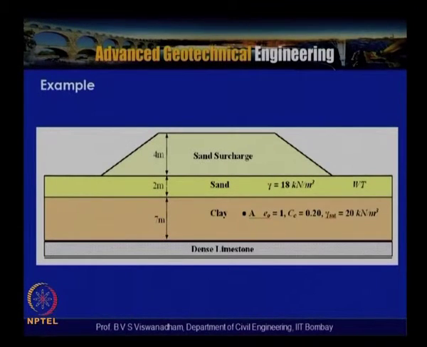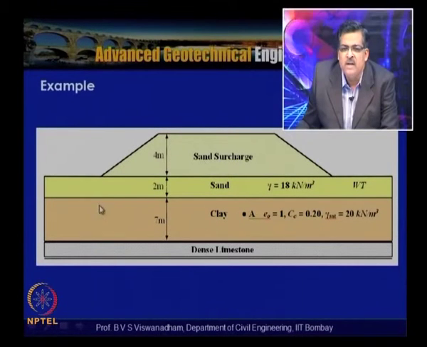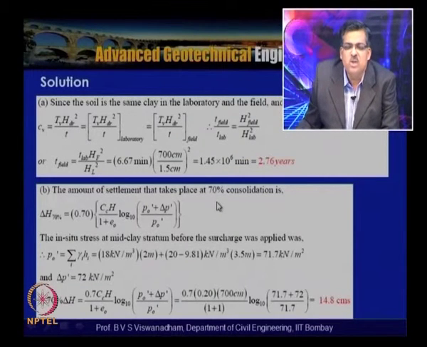So, this is a particular cross section, a levee cross section where the sand embankment, or levee embankment, is placed, and this is the clay. We have 2 meters and 7 meters as the thickness of the clay, and this is element A, where e naught is equal to 1, Cc is equal to 0.2, and gamma sat is equal to 20 kilonewton per meter cube, and here gamma is 18 kilonewton per meter cube. The water table location is somewhere here.